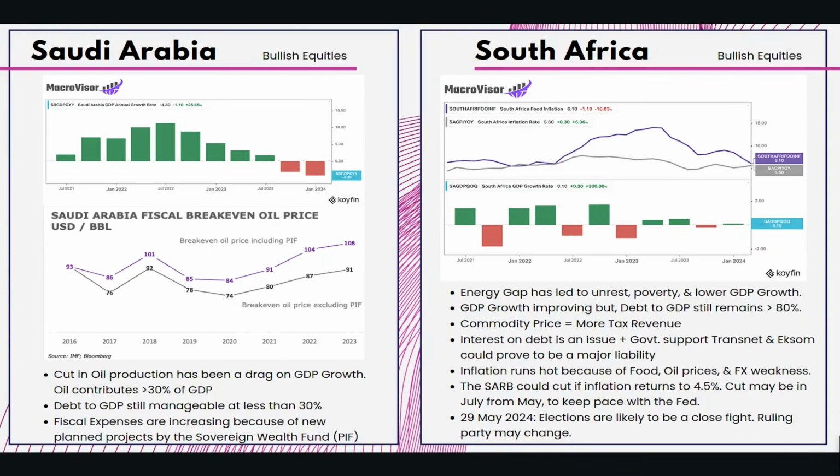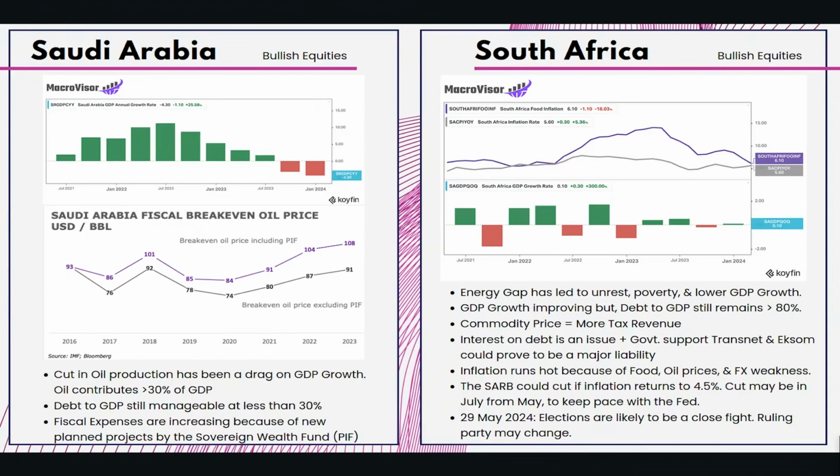Now, geopolitical tensions also remain a bit of a concern because they are here in the Middle East. But overall, Saudi Arabia's balance sheet remains very strong, and they are rated A. And we do remain bullish on equities here for Saudi Arabia. We might see some pullbacks because of the geopolitical tensions, but we do remain bullish.